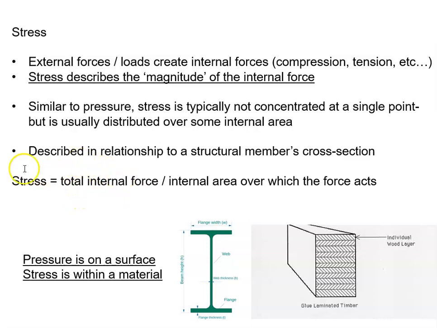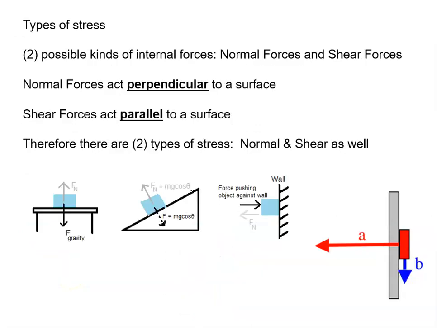Okay, so stress is the total internal force divided by the internal area over which the force acts. So the area is in the denominator of this equation. So pressure is on a surface and stress is within a material. Very important distinction. Both care about areas. Okay, two types of stress. So this is just a bit more basic vocabulary and discussing geometric relationships.